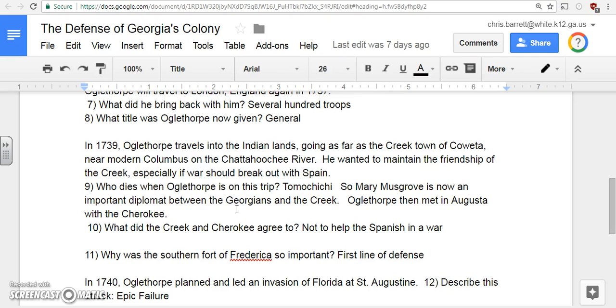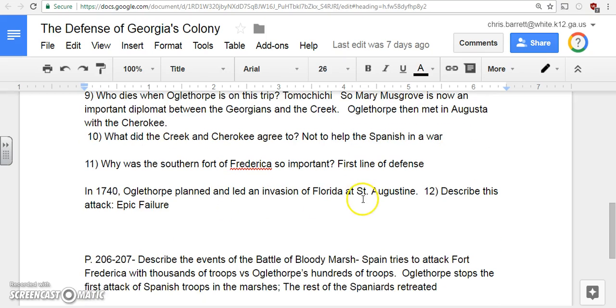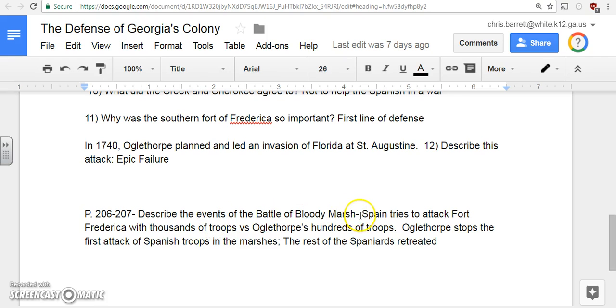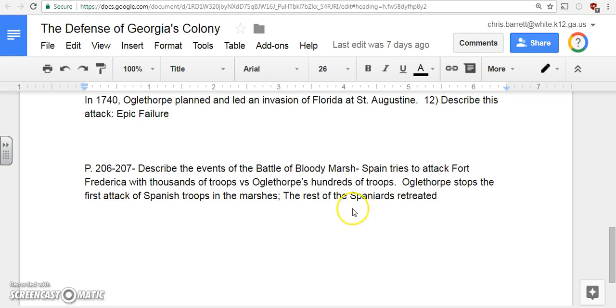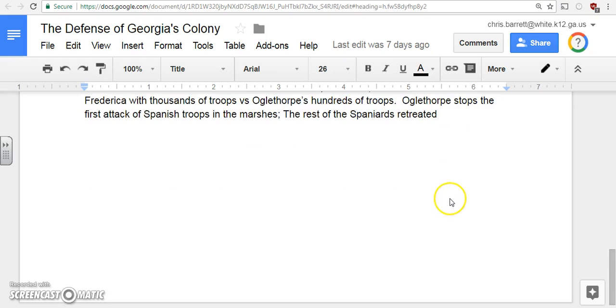The southern fort of Frederica was so important because it was the first line of defense. We talked about how St. Augustine was an epic failure, and then the Battle of Bloody Marsh, where Spain tries to attack Fort Frederica. So we win that battle. Georgia does. And so the Spaniards retreat. And so this was a very important mark in keeping Georgia a colony.